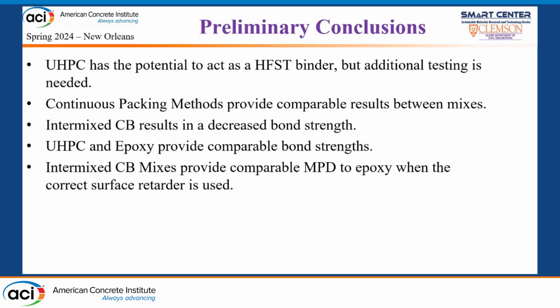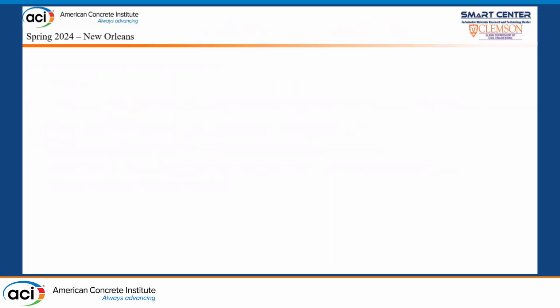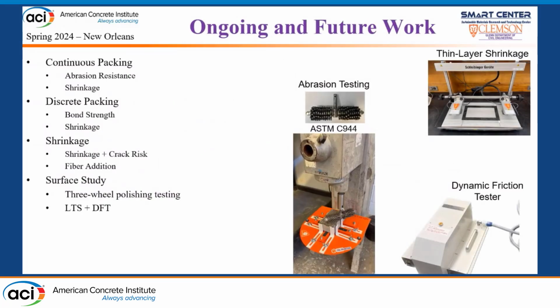Obviously doing some verification. Third is that intermixed calcine bauxite results in a decreased bond strength, something that we're going to verify doing some other packing methods, looking at lower calcine bauxite contents to see if that's only true for higher dosages. Next is that UHPC and epoxies provide comparable bond strengths, essentially saying that if we're only looking at bond strength, we're either getting better or equal comparisons. And we found that intermixed calcine bauxite meets comparable mean profile depth, meaning that this might be an additional methodology that's viable for creating HFSTs.